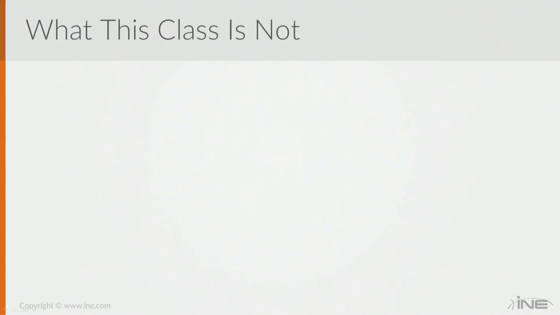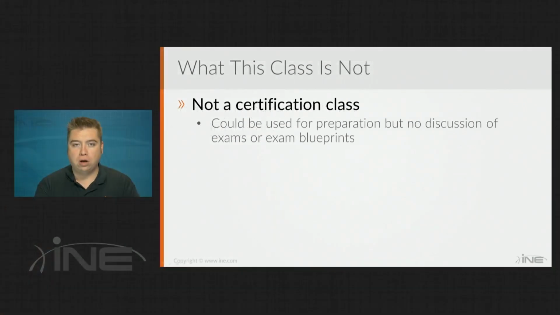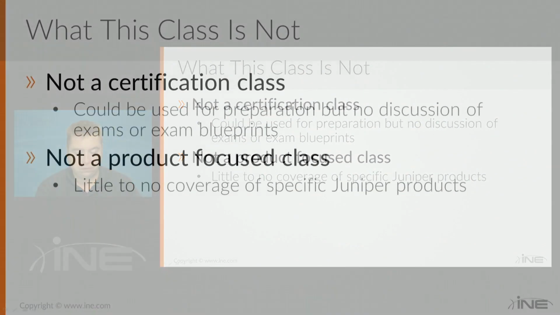So what is this class not? First and foremost, it's not a certification class. You could theoretically use the knowledge that we're going to be talking about to take the Juniper certification exams, but we're not going to be talking about those specifically. Not the blueprints, not the actual exams. The other thing is that this is not a product class. We're not going to be talking about the specific Juniper hardware options, the differences in the interfaces and the port density in Cisco versus Juniper. We're mainly focusing on just the operating system, just JunOS.